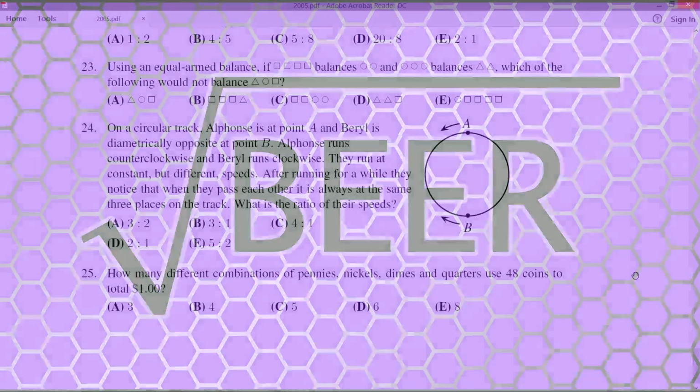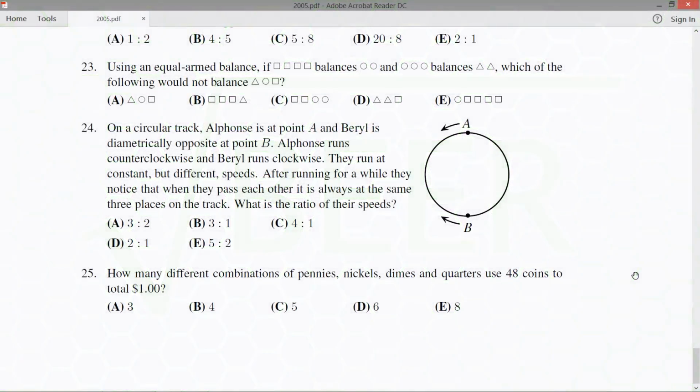We're looking at question number 24 on the grade 7 Gauss from 2005. On a circular track, Alphonse is at point A, and Beryl is diametrically opposite at point B. Alphonse runs counterclockwise and Beryl runs clockwise. So the arrows have indicated where they're running. They run at constant but different speeds. After running for a while, they notice that when they pass each other, it is always at the same 3 places on the track. What is the ratio of their speeds? Okay.